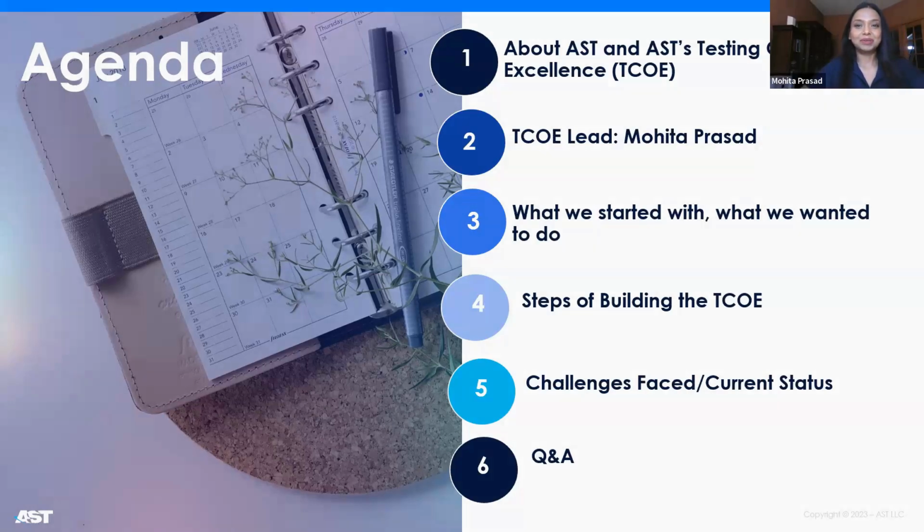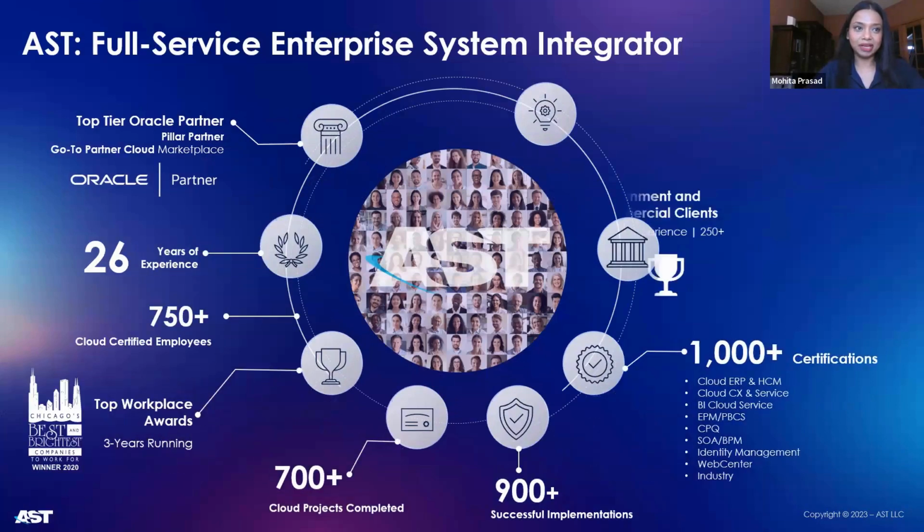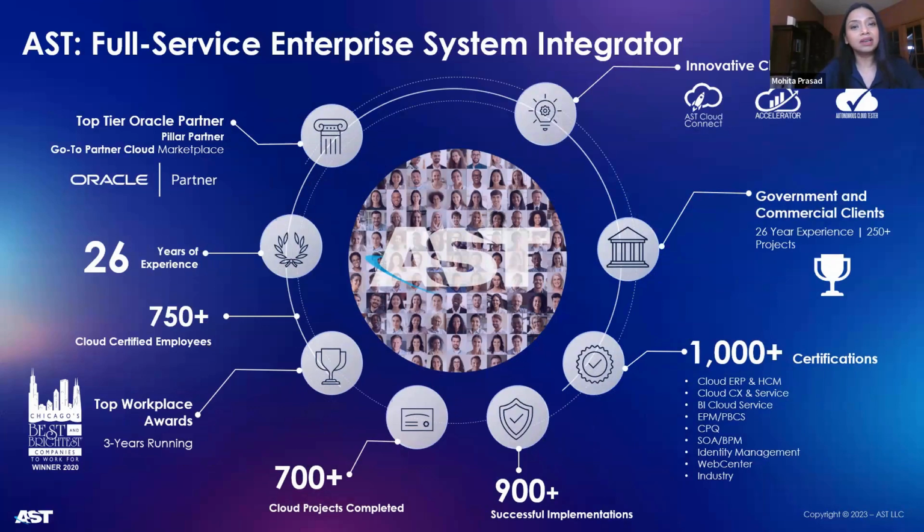Okay. So with that, let me first introduce you to AST, Application Software Technology. That's the company that I work for. And AST is a full-service enterprise system integrator. What that means is we specialize in the process of implementing ERP solutions for our clients, both in the government sector as well as in the commercial sector. And as you can see here, we've completed more than 700 plus cloud projects, 900 plus successful implementations.